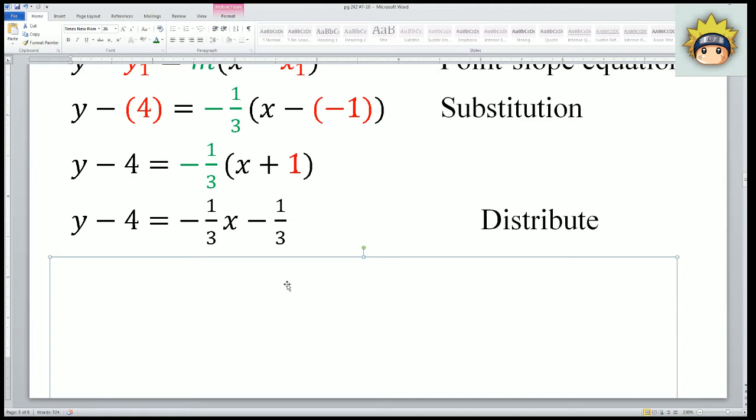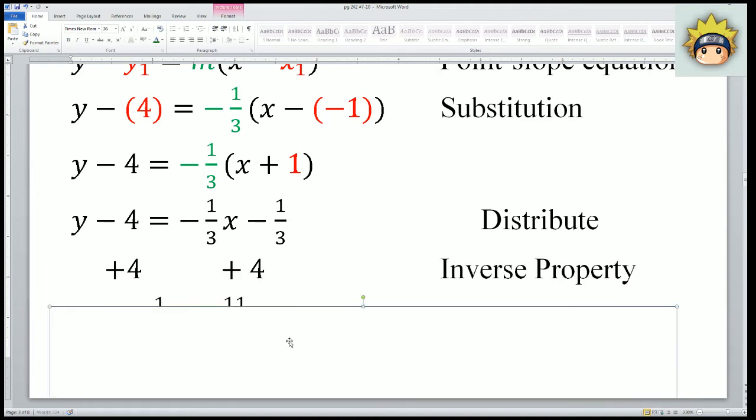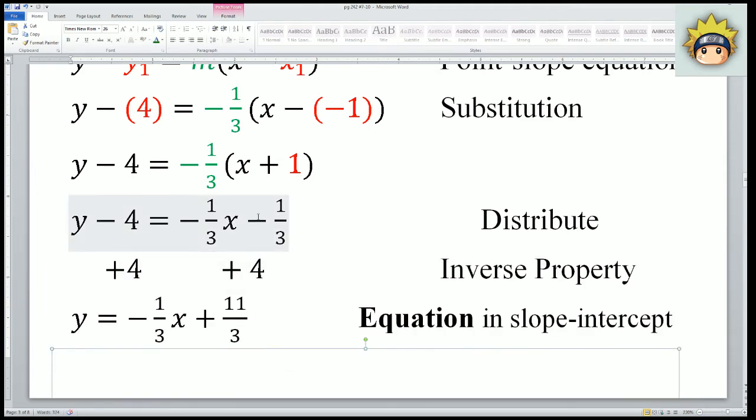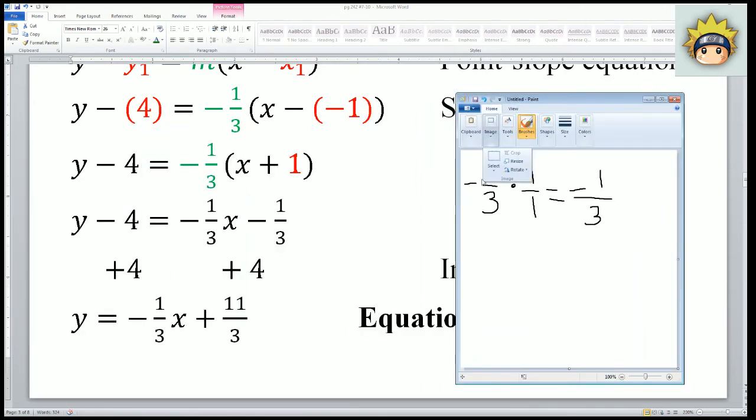Okay, add 4 to both sides. That's the inverse property. You should get negative 1 over 3 plus 4 is 11 over 3. Some of you might be freaking out: how do I do that? Again, get out your calculator. It's going to make your life so much easier. I can even show it to you. You have negative 1 over 3 plus 4. It's really 4 over 1.